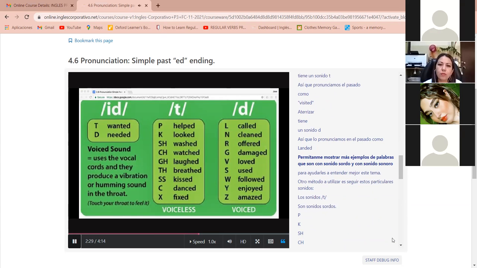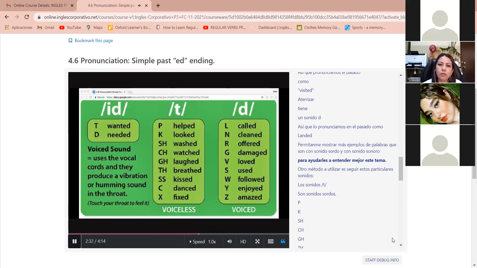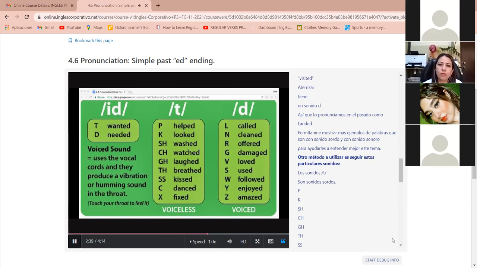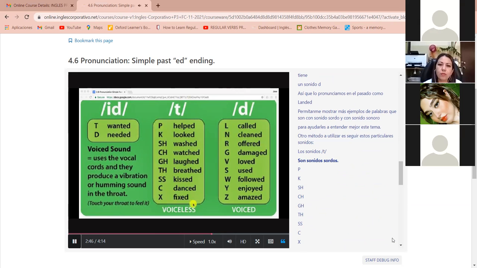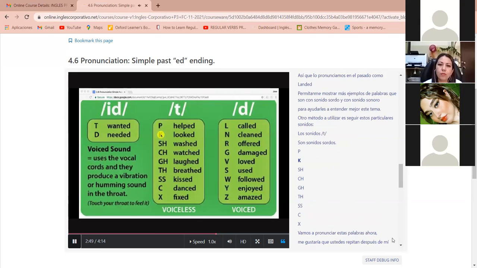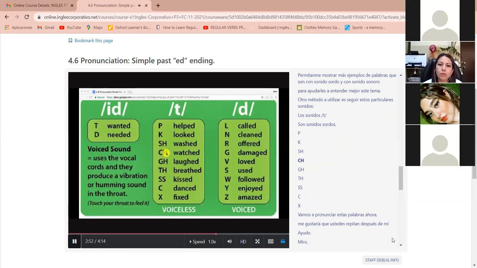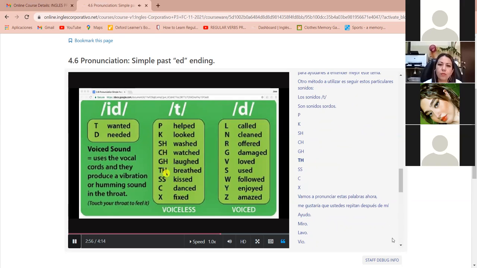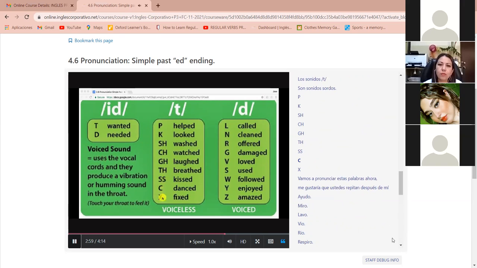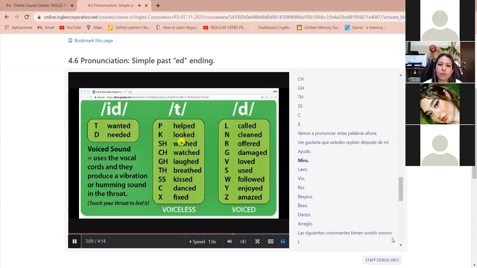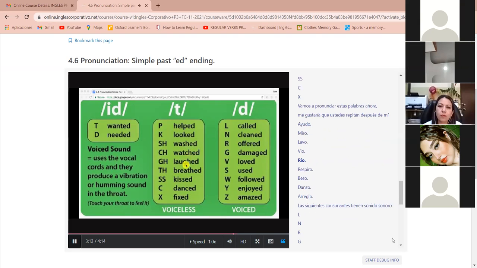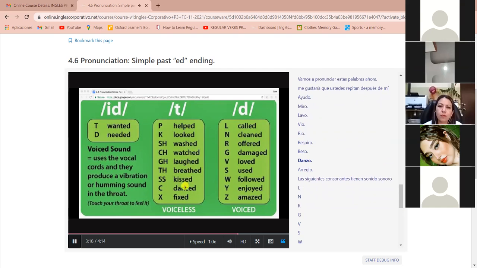Let me show you more examples of words that are voiceless and voiced to help you understand this topic better. Another method to use is following these particular sounds. These sounds are voiceless: P, K, S, H, C, H, G, H, T, H, S, S, C, X. Let's pronounce these words now. I would like for you to repeat them after me. Helped, looked, washed, watched, laughed, breathed, kissed, danced, fixed.